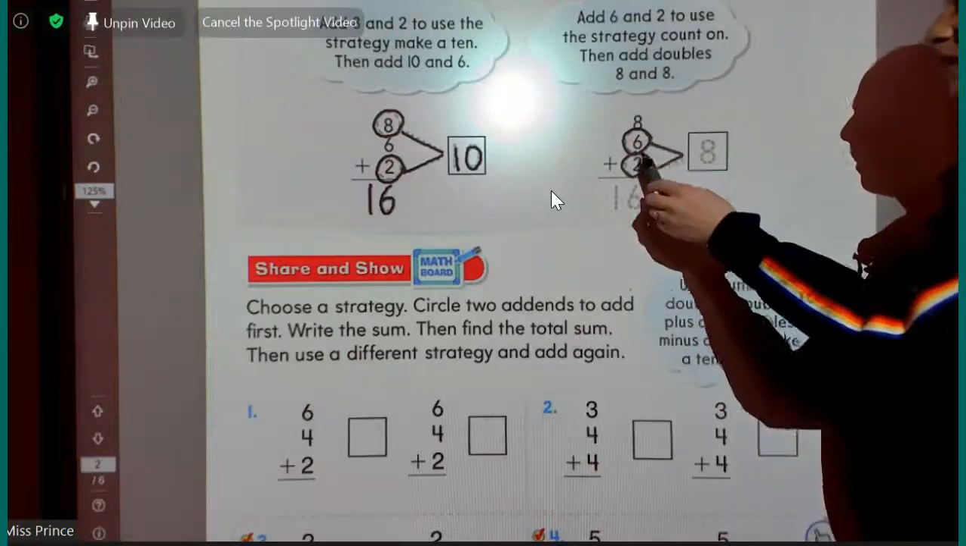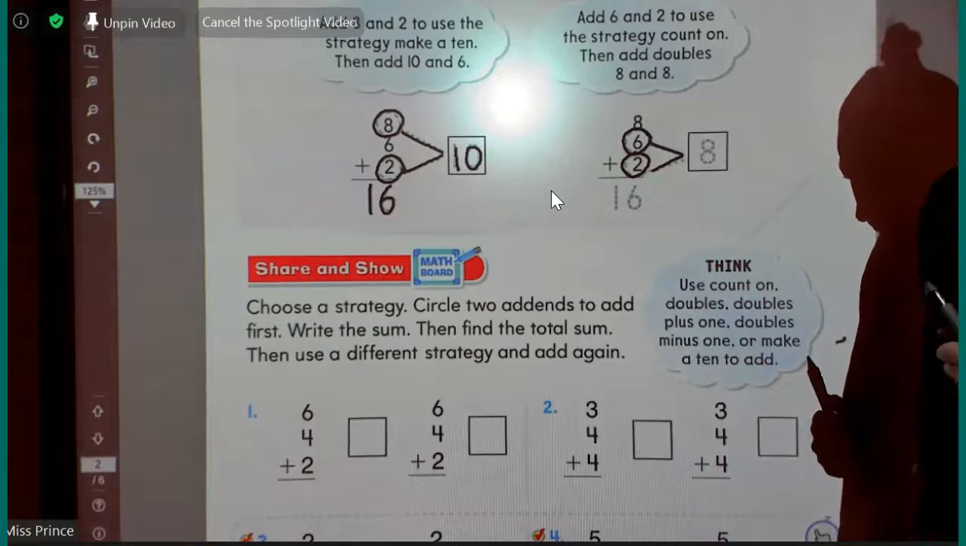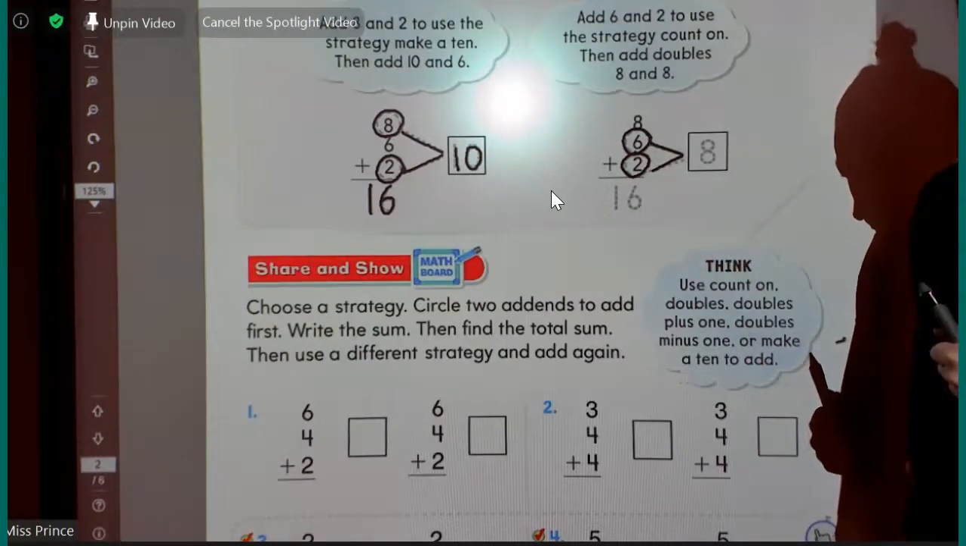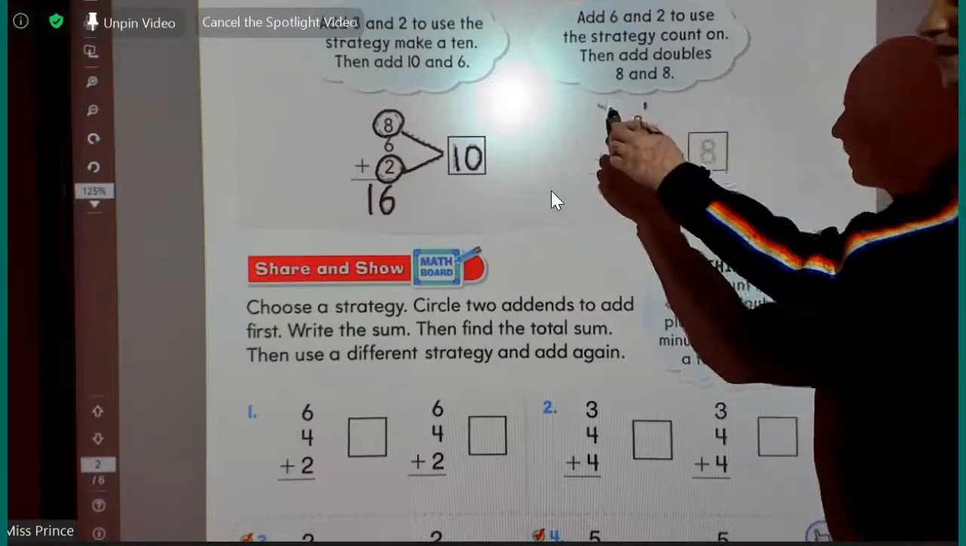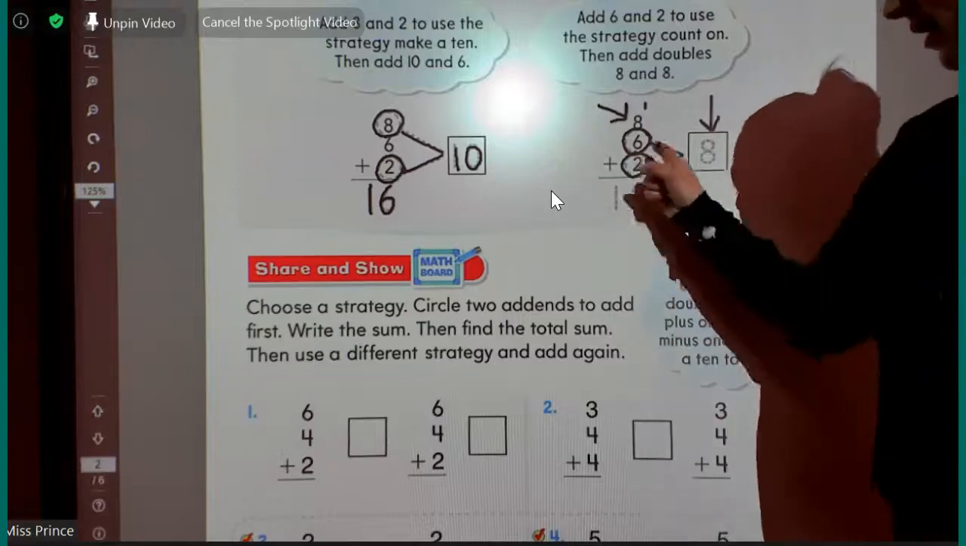Alakai, why would they choose 6 and 2? I want you to look at this number right here and this number right here. Why would this be a good number to pick, 6 and 2?